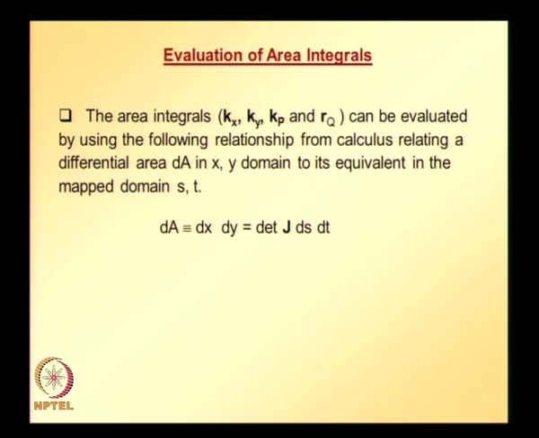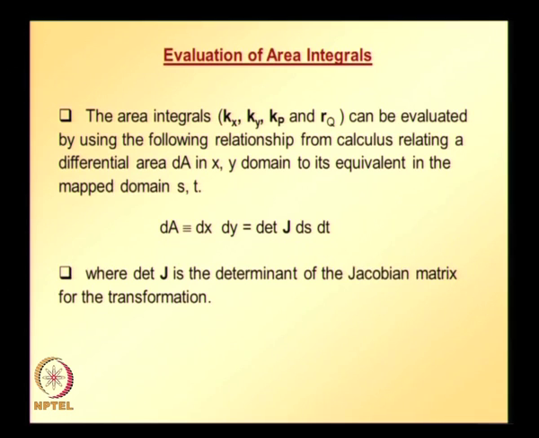So, this is how it is related. Differential area in xy domain is related to its equivalent in mapped domain SNT via this relation, that is dx times dy is equal to determinant of J times ds dt, where determinant of J is determinant of Jacobian matrix that we get from partial derivatives of x with respect to s, x with respect to t, y with respect to s, y with respect to t.